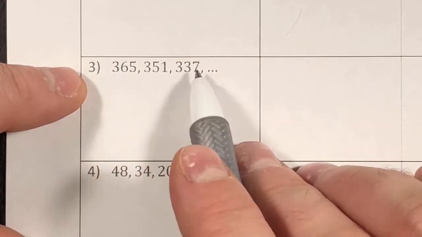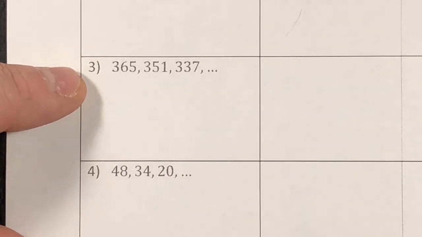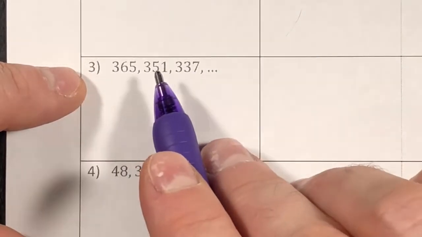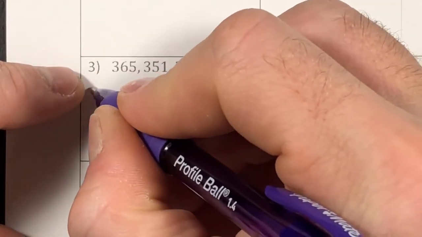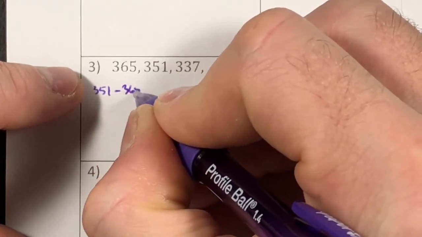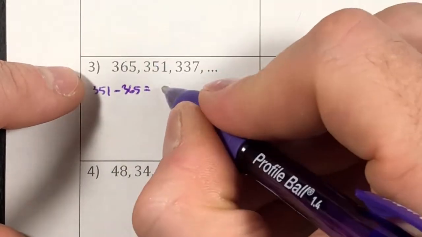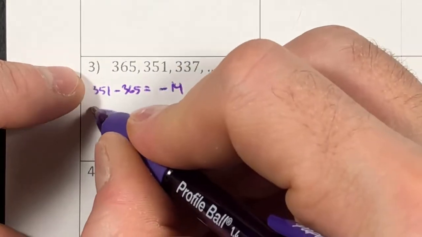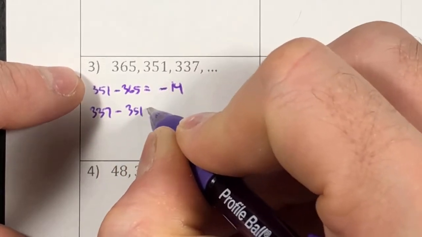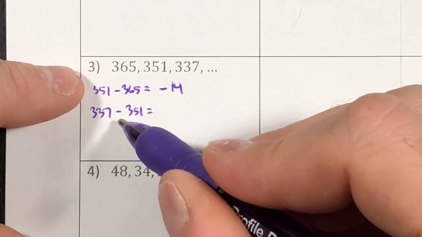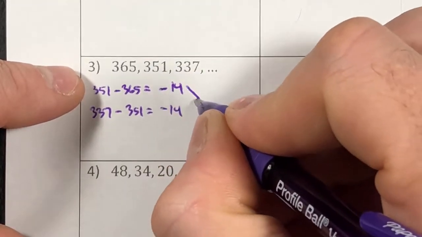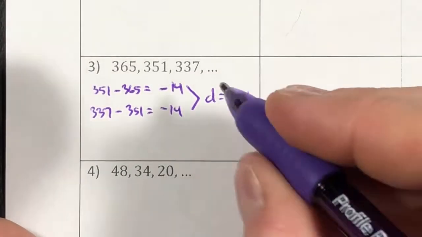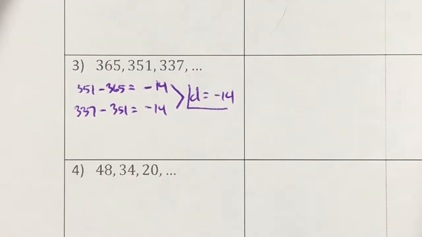This one, instead of going up, we're going down. So let's assume, for the case, that we are unable to find the difference. I'm going to take the second number and subtract the first. So 351 minus 365 is going to give me, let's see, a negative 14. And then I'm going to do it again with the 337 minus 351. Let's see, the difference of that is, again, a negative 14, which means that my difference is negative 14. Okay? We can use this information to write our formula.